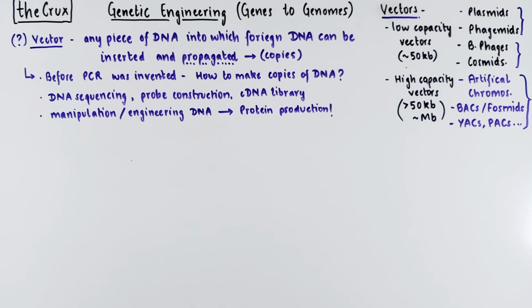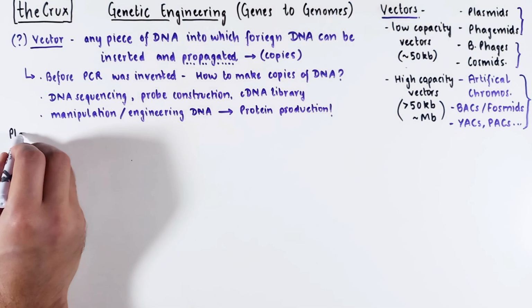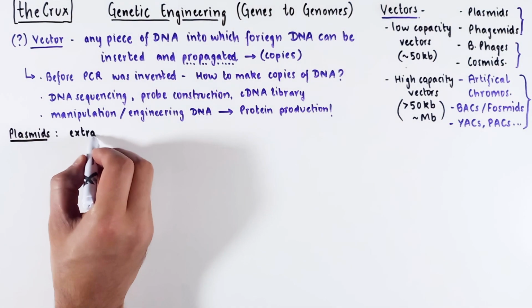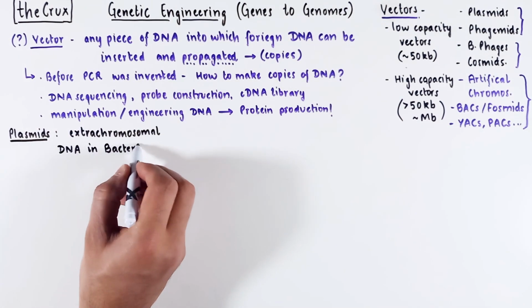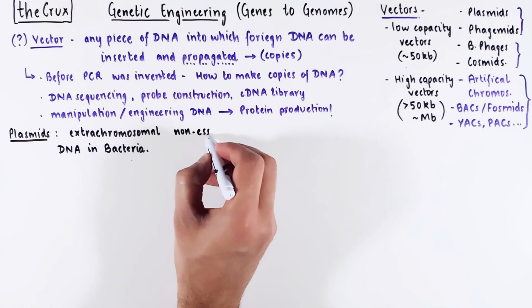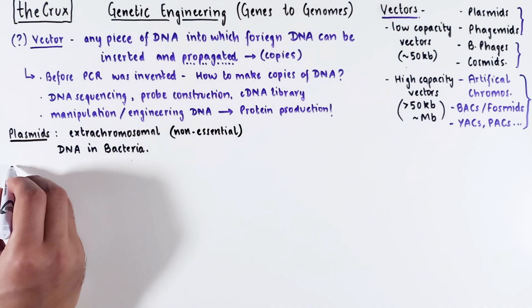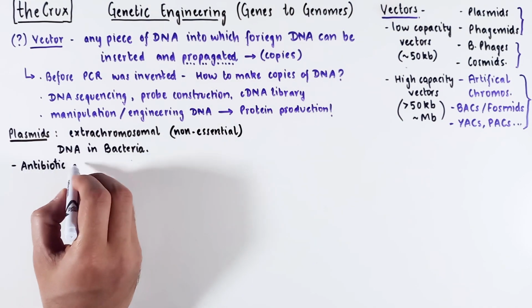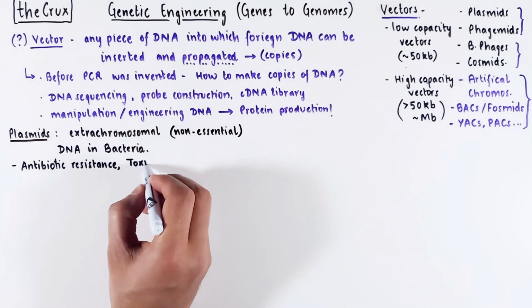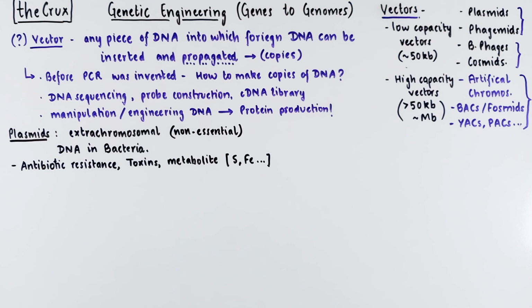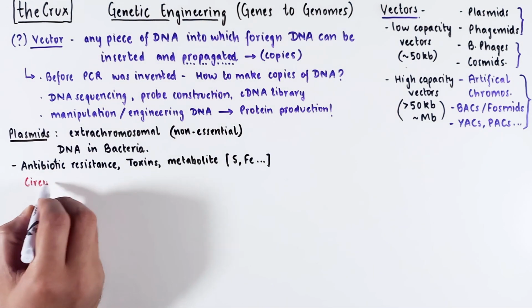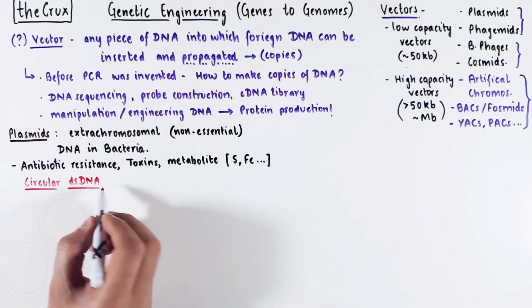Plasmids are the backbone of genetic engineering, so it is important you know your plasmids. In nature, they're extrachromosomal DNA found in prokaryotes. They're considered non-essential to bacterial survival. Typically, they have genes that encode for antibiotic resistance, toxins, or the ability to use compounds made of sulfur, iron, and many other things. Most plasmids in nature tend to be circular and double-stranded.